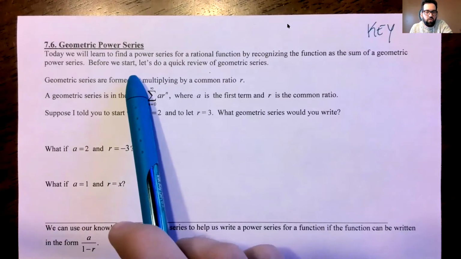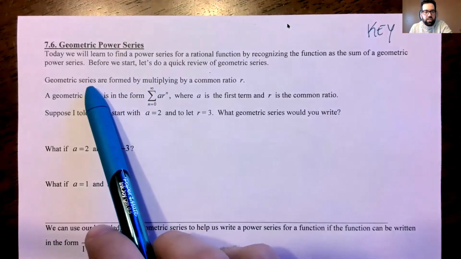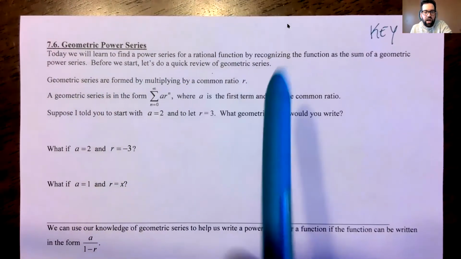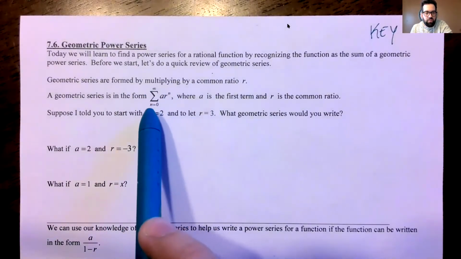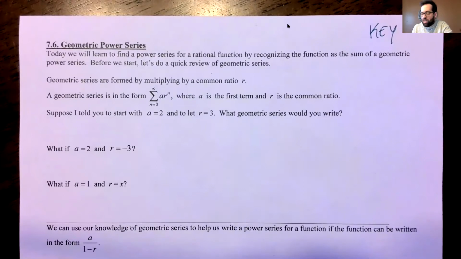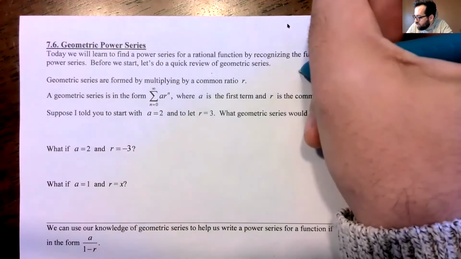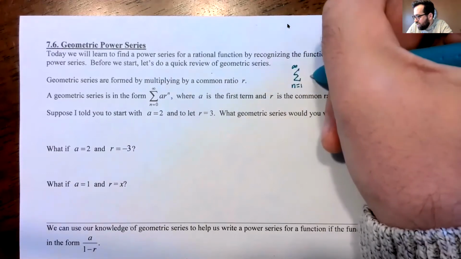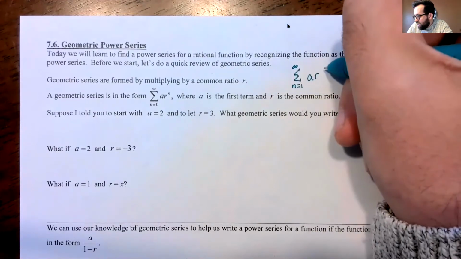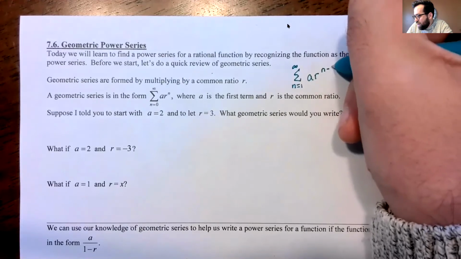Before we start, let's do a quick review of geometric series. Geometric series are formed by multiplying by a common ratio r. A geometric series is in the form the summation from n equals 0 to infinity of a times r to the n. We often saw that with n starting at 1 going to infinity and then displaying each term as a times r to the n minus 1.